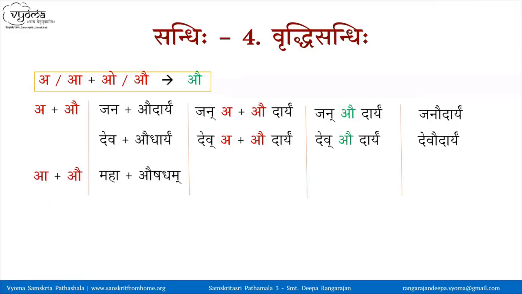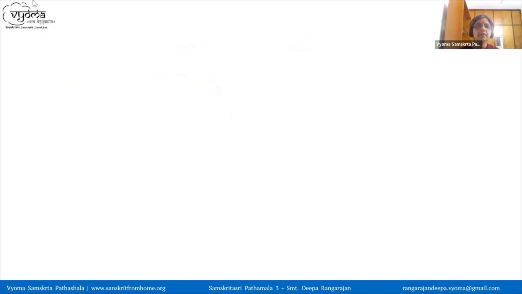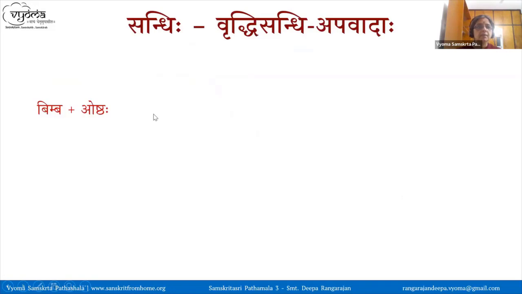Maha plus Aushadham will give Mahaushadham. Akara now gives Au. Mahaushadham. Samyak Bhagini. So this is an exception to Vriddhi. I will just explain this.